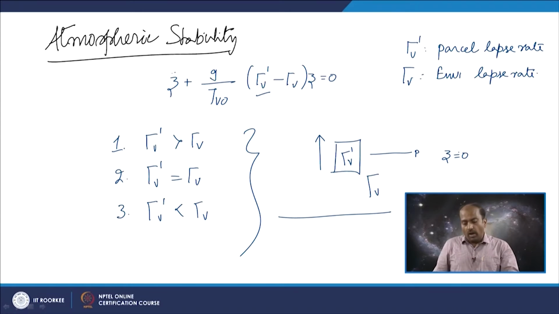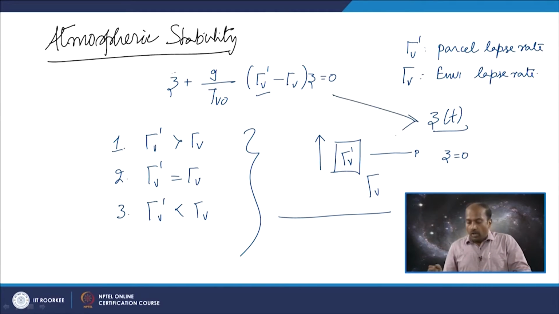Now let us see how we arrive at these solutions. Basically, the solution of this equation is z as a function of time. If we can write the solution for z of t by any means, then under various situations described in 1, 2, 3, z of t will take different forms, and these different forms will explain different kinds of scenarios, right.